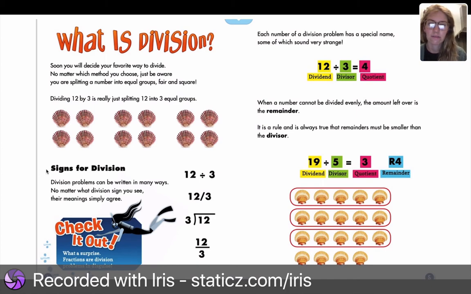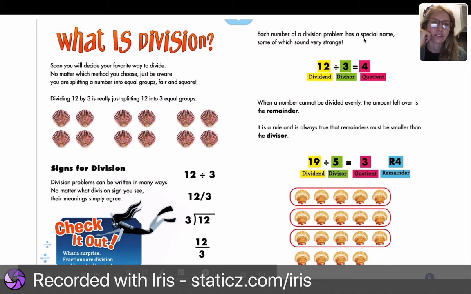Signs for division. Division problems can be written in many ways. No matter what division sign you see, their meanings simply agree. So you all have probably seen me write division like this and like this. We've also learned to write it like this, or it could be like this, because fractions are actually just a sneaky kind of division. Cool, huh?